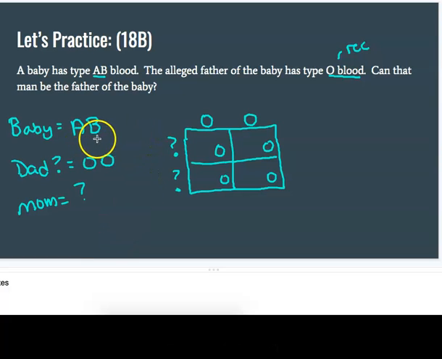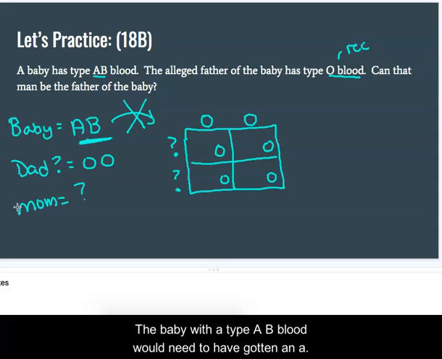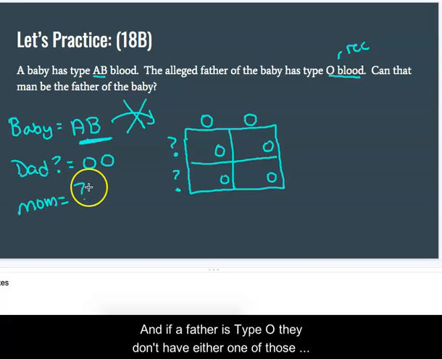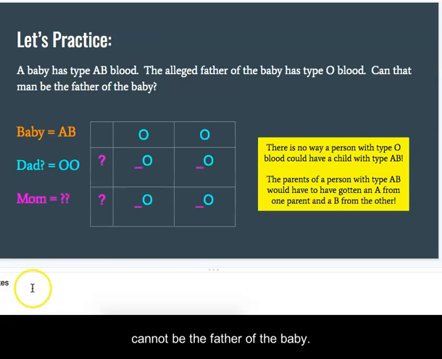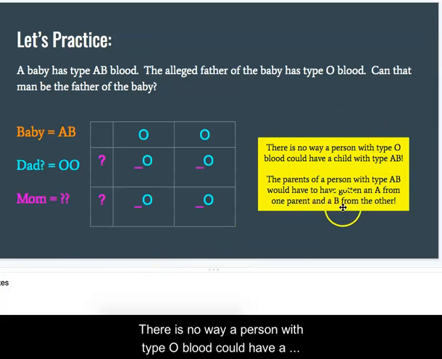Which begs the question, if the baby is type AB, there is no way that the dad could be type O, because the baby with type AB blood would need to have gotten an A allele from one parent and a B allele from the other parent. And if a father is type O, they don't have either one of those to give. So the answer to this question is that no, the man cannot be the father of the baby. There is no way a person with type O blood could have a child with type AB.